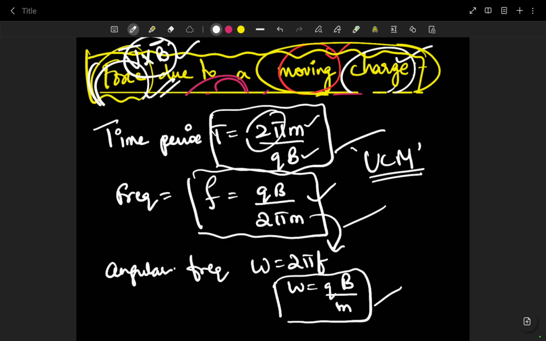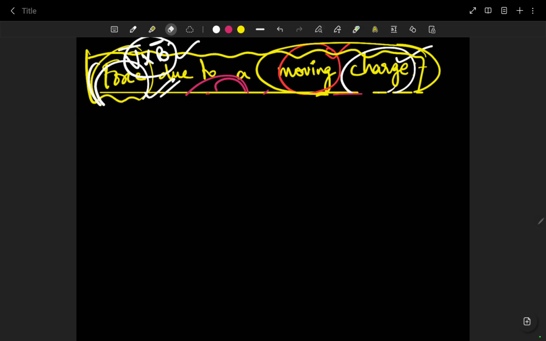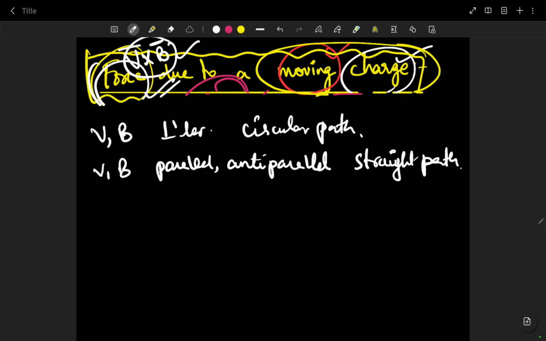Fine. So there are three cases that we have learned so far. I will just wrap them up in the easiest possible way now. Case 1, where you would have seen that V and B are perpendicular, right? At that point of time, the charge will go in a circular path. When V and B are parallel, that means 0 degree, or else anti-parallel, what will happen? It will take a straight path while entering in the surface, right?